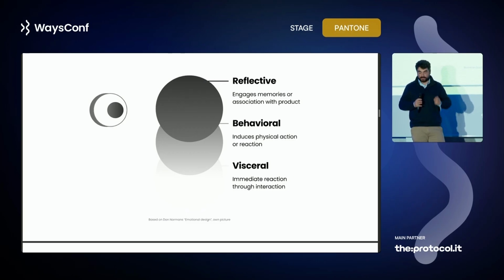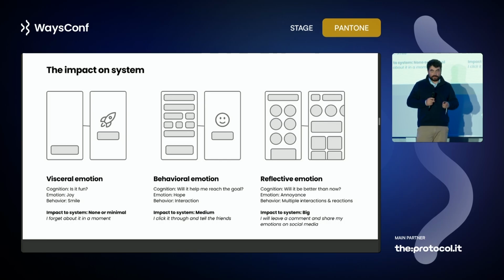And just to simplify this, let me show a hypothetical simple example. So these are three levels of this emotion. Let's look at a visceral emotion. This is something simple, for example, micro animation or micro copy, or doing something simple that makes a reaction. So for example, we designed anything, and an animation comes up, and this can implicate joy. So I smile, but the impact to the system is none or minimal because I forget about it in a moment. Someone designed something nice, it was a nice experience, but I forget it.